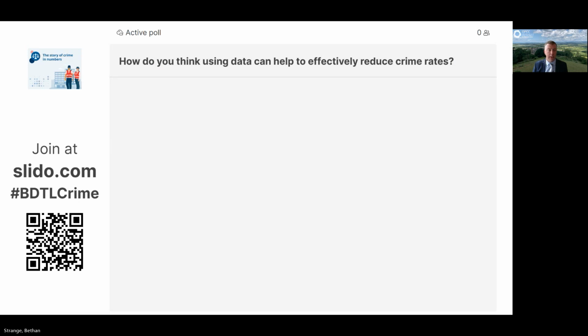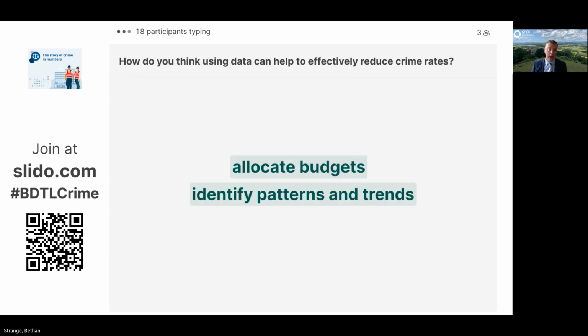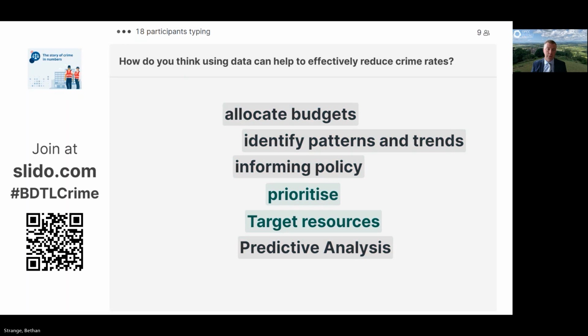Our next slide asks: how do you think using data can help to effectively reduce crime rates? This is going to come up as a word cloud, so do take the opportunity to drop some words in. What do you think we should do? How can we use our data?